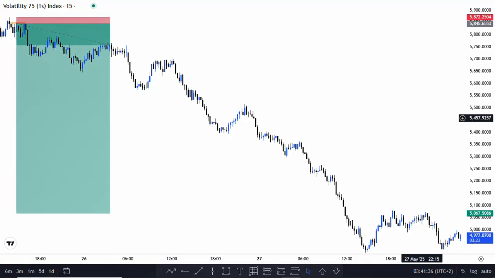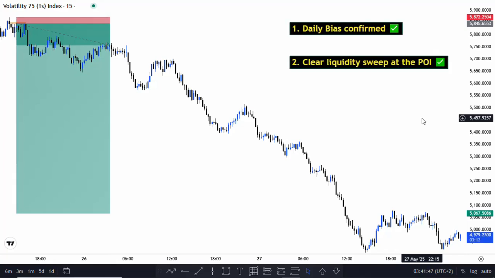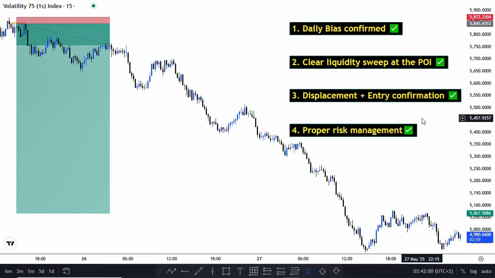First things first, you only need 4 rules. It's not anything complicated. You just need 4 rules. 1, you need daily bias for the bigger picture. 2, you need a clear liquidity sweep at the point of interest. This one is very, very important. 3, you need displacement plus entry confirmation. 4, you need proper risk management to manage these whole trades. So let's start with the daily bias.